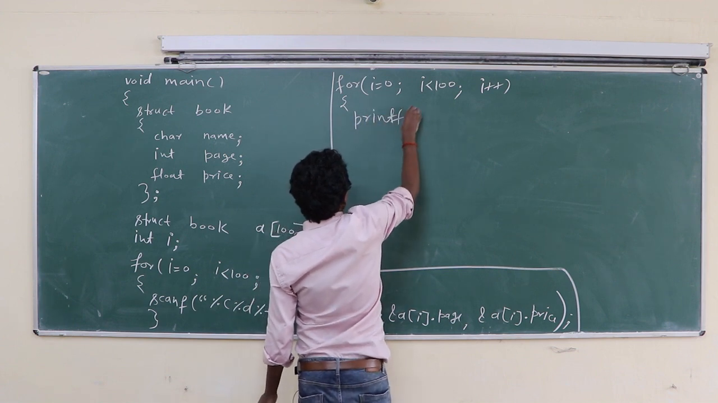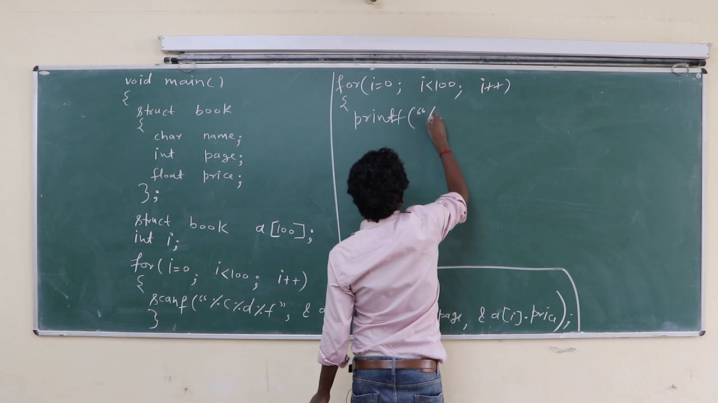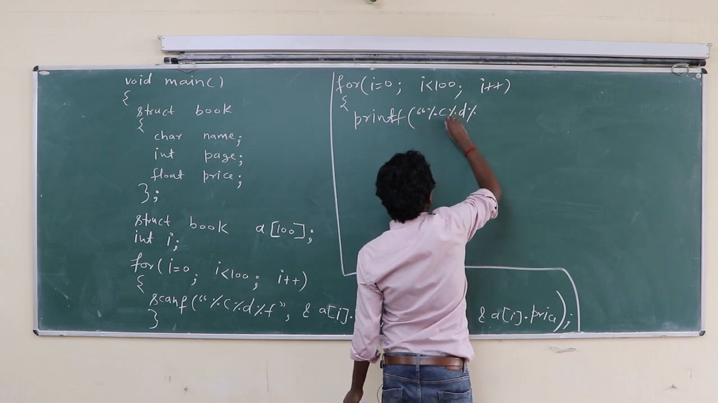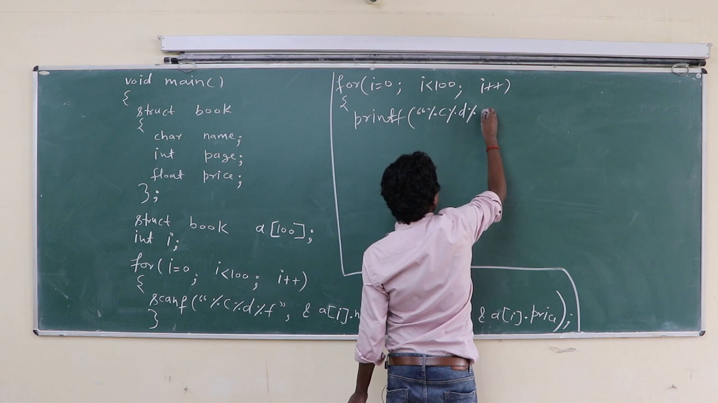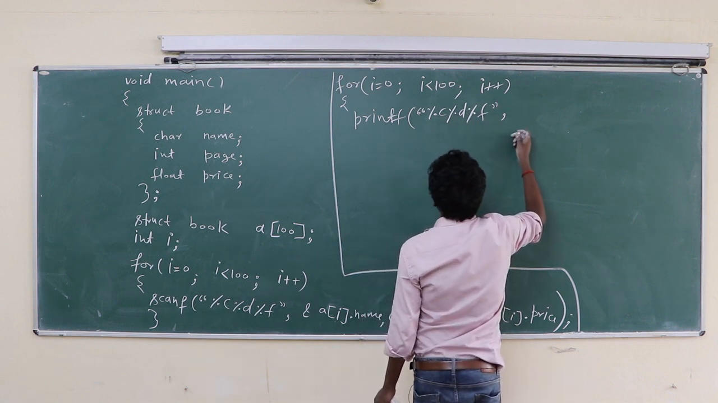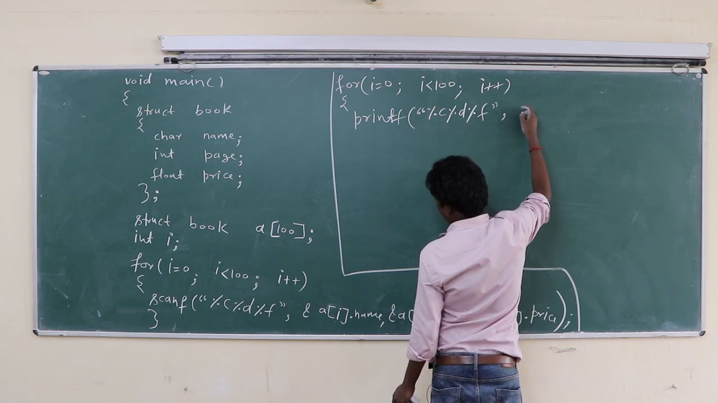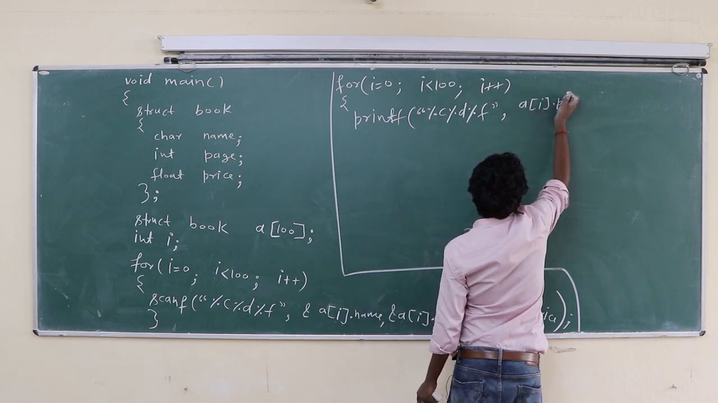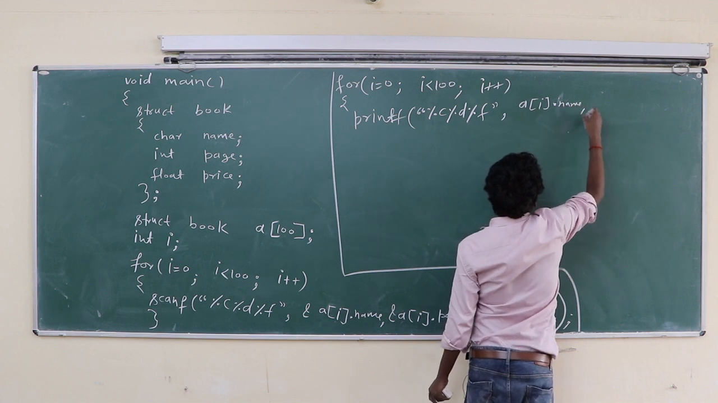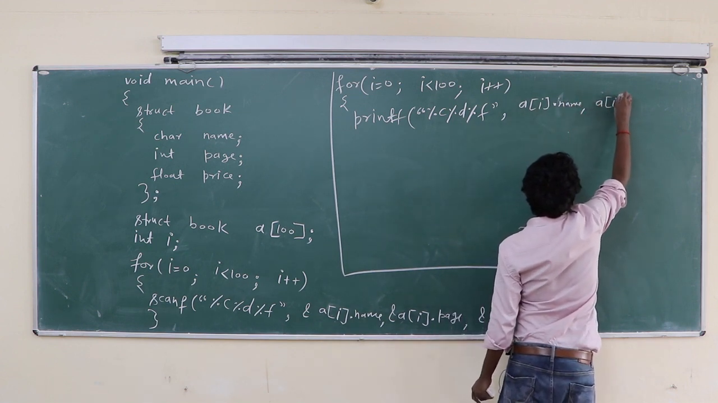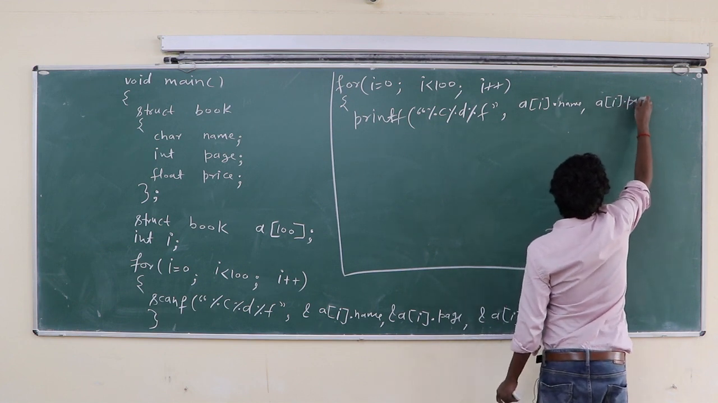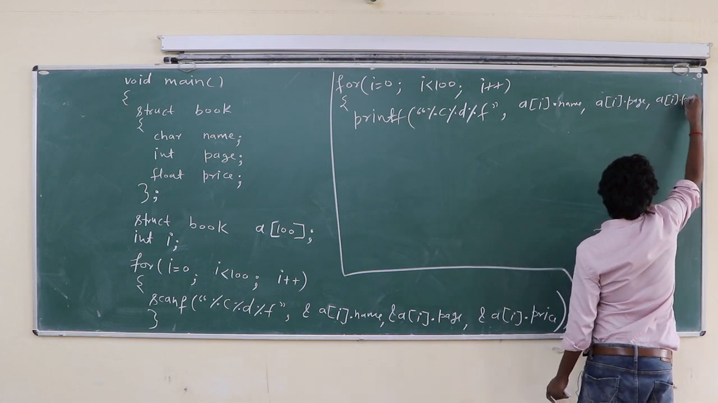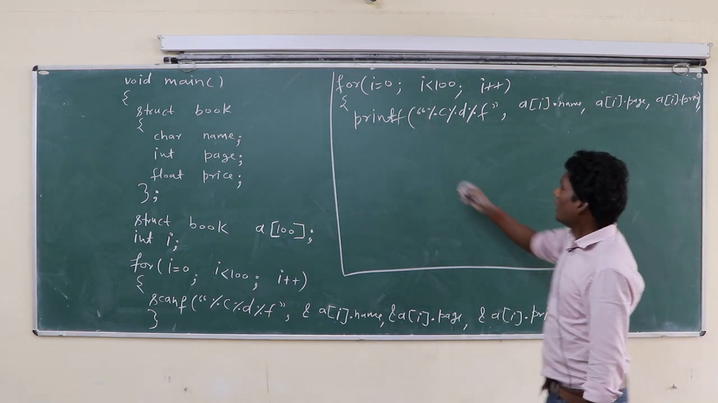Put the printf to print the book's details. Printf %c for name, %d for pages, %f for price. Here remove the ampersand, here is the ampersand. So a of i dot name will be printed, comma, a of i dot page will be printed, comma, a of i dot price will be printed. And this for loop is closed here.